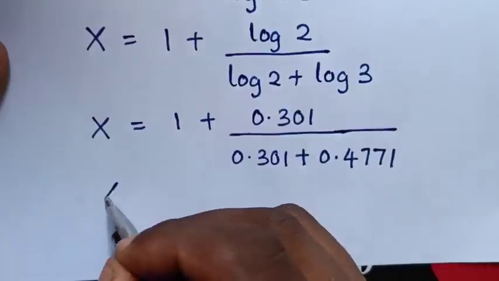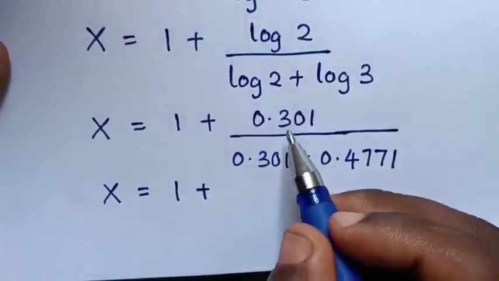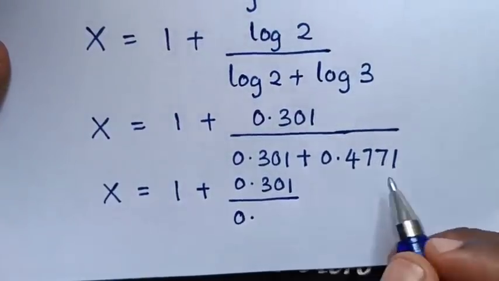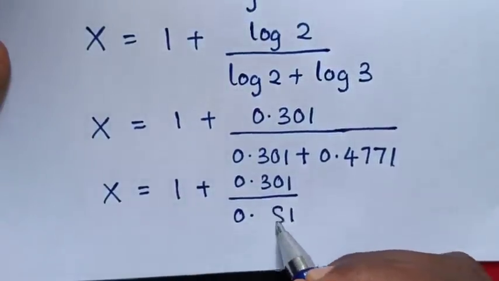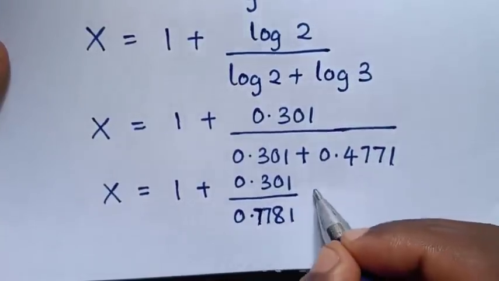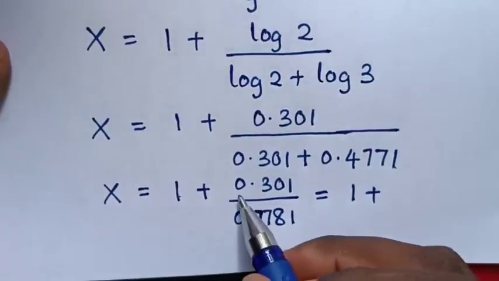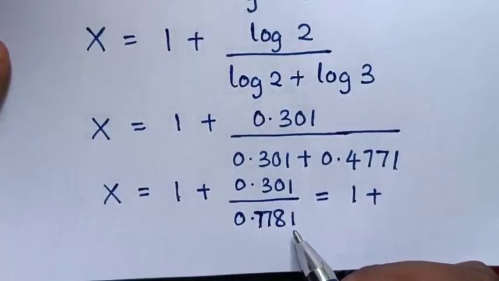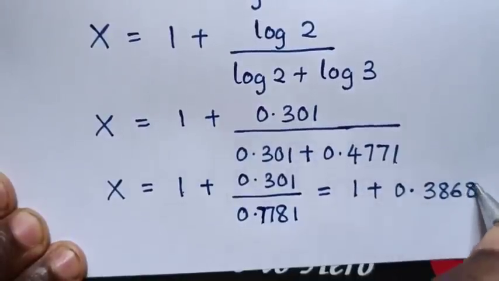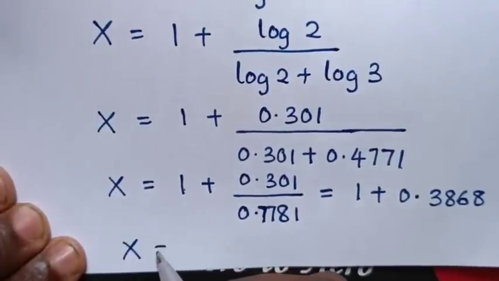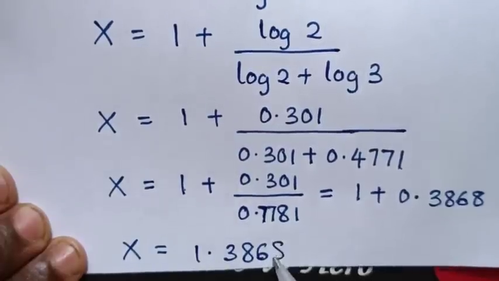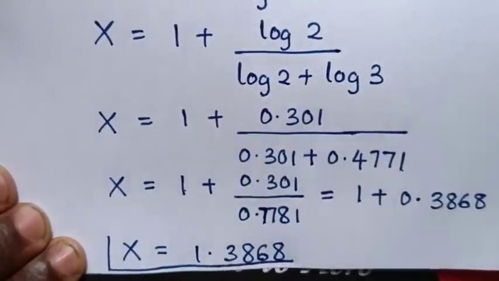Then it will be x is equal to 1 plus this 0.301 over this plus this, which is 0.7781. So it will be equal to 1 plus 0.301 over 0.7781, which is 0.3868. Then it will be x is equal to 1 plus this, which is 1.3868. So this is the final answer for the value of x in this problem.